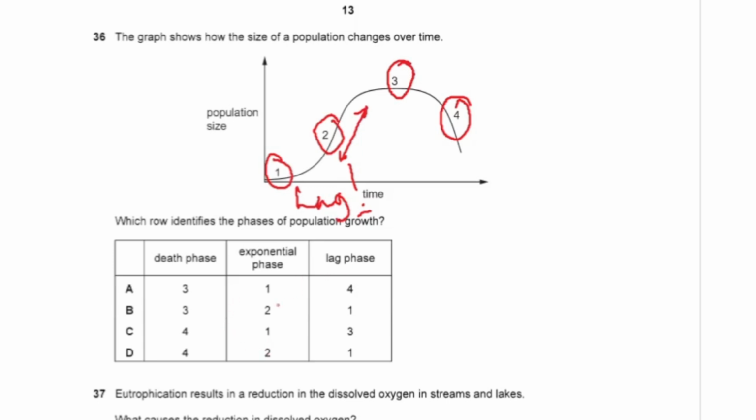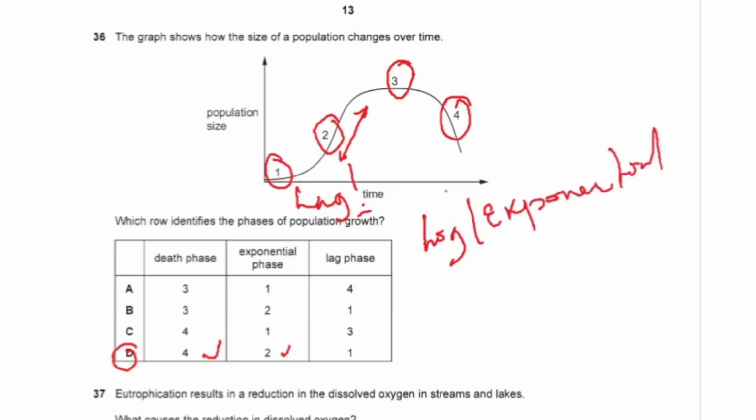So let's see the one that identifies the correct answer. From there, you see that D is the best. So D is death phase. We got that. B2 is the exponential phase. Either you call it the log or the exponential phase. Log or exponential, take note of that. While A is the lag, and then 1 is the lag phase. So that's the correct answer.